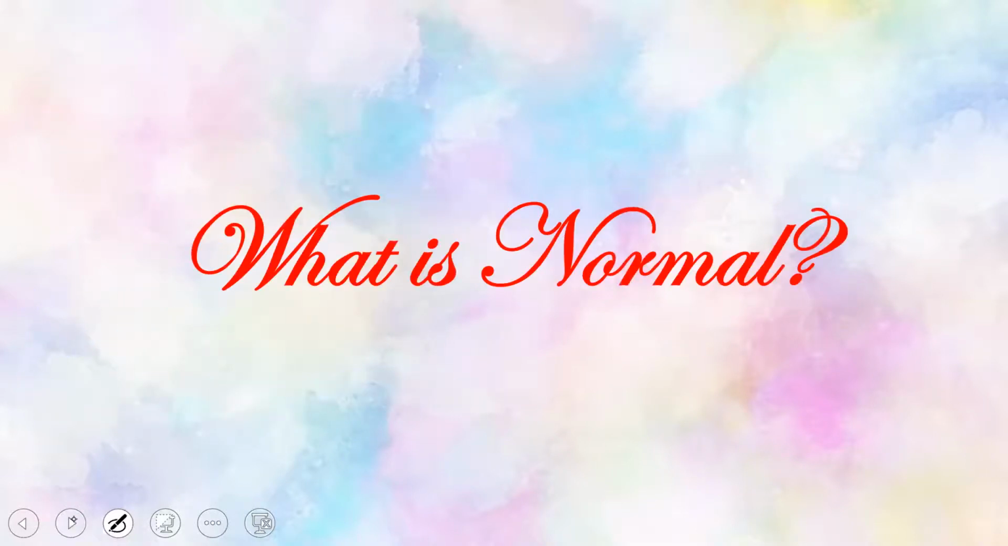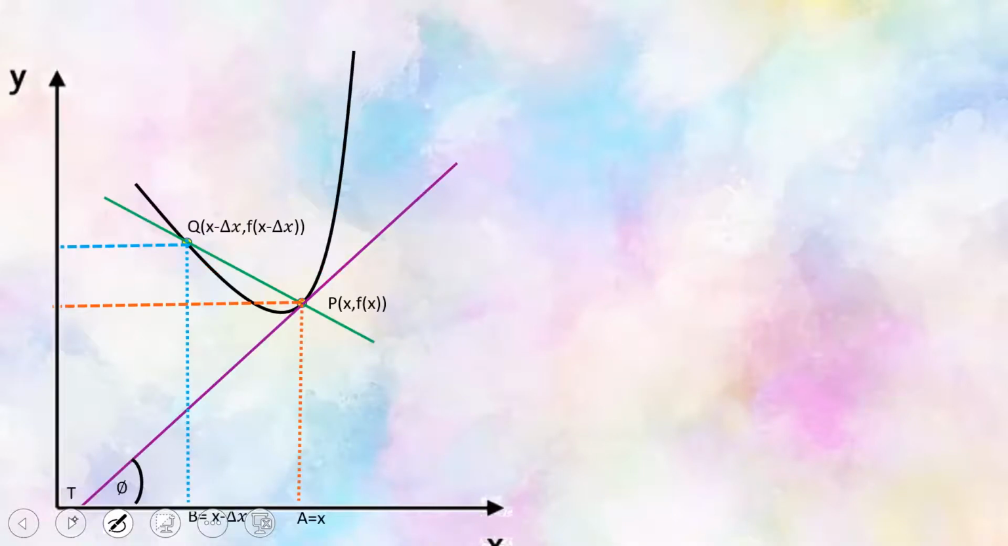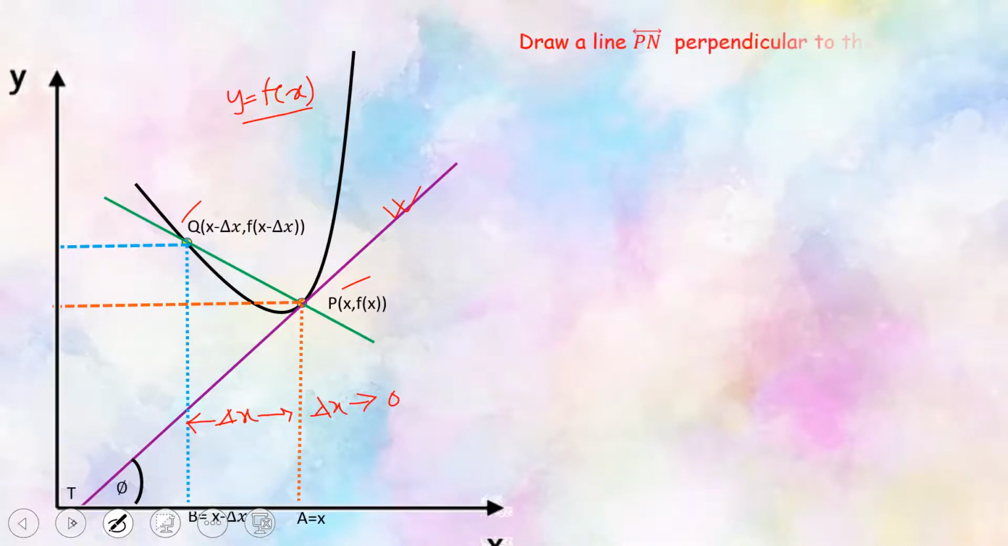Now what is the normal? Here I am taking the same graph y is equal to f(x) and these 2 points Q and P such that the distance between these 2 lines is delta x. And then I am taking this delta x tending to 0. That means the ultimate position of this line PQ will transform into this tangent. Now I am drawing a perpendicular line through P on this tangent PT. Here I am taking this perpendicular line PN.